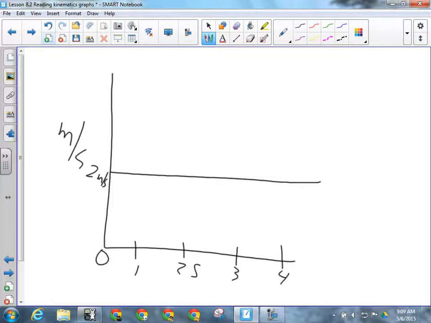How far is it going to go? If it goes at 2 meters per second for 4 seconds, 8 meters. It's going to go 8 meters. Okay, Taylor, how'd you do that?